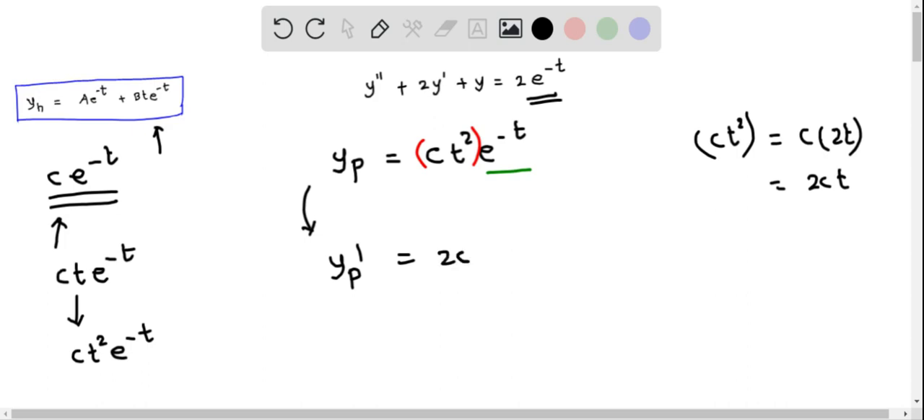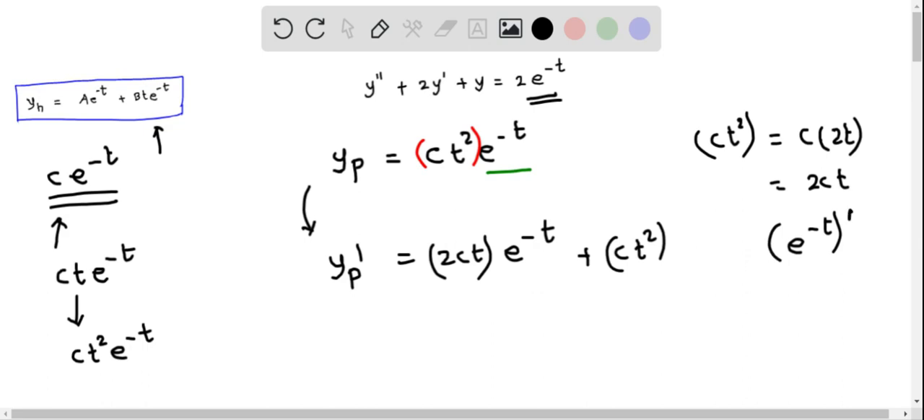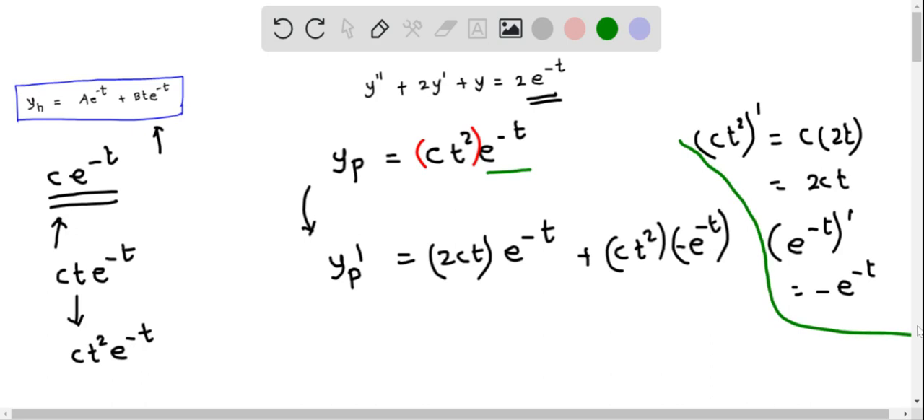So I put the 2ct first, and then multiply with the second expression as it is, that is e raised to the power of negative t. Plus, now we keep the first expression as it is, that is ct square, and then multiply with the derivative of the second expression. The second expression is e raised to the power of negative t, and when we differentiate this, we get negative e power negative t. That is, by applying the chain rule, we get this negative. So I can put negative e power negative t. This is the derivative of e power negative t.